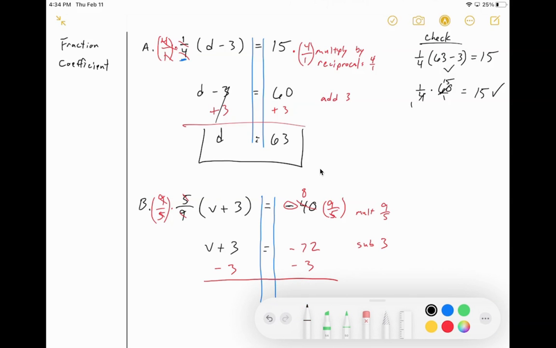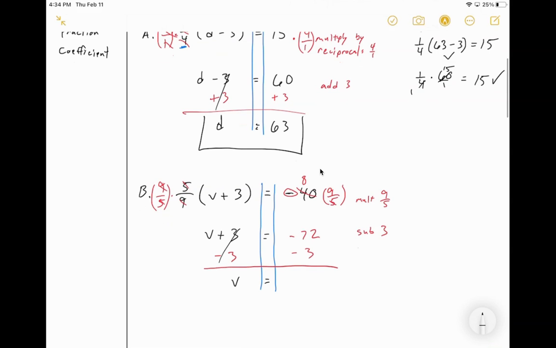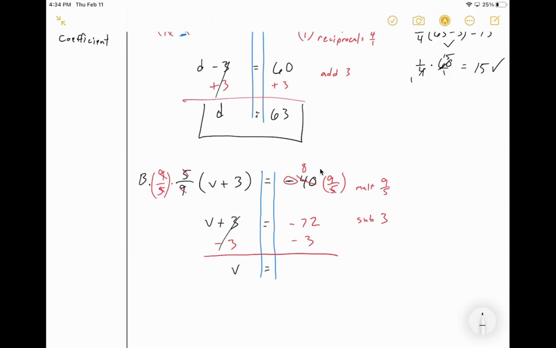And what do I got? This cancels out. I'm left with just a v is equal to, again, that's not going to be negative 69. Negative 72 minus 3, or plus negative 3, is negative 75.